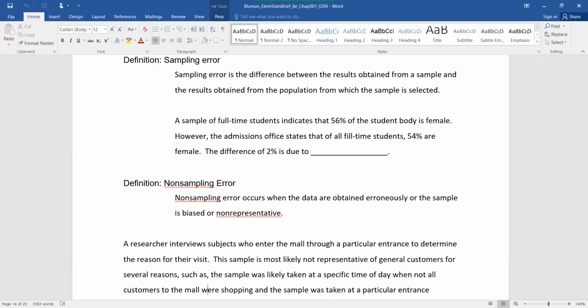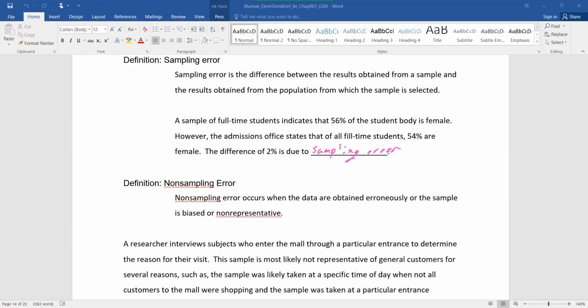So a sample of full-time students indicates that 56% of the student body is female. However, the admission office states that of all full-time students, 54% are female. So the difference of 2% is due to a sampling error. So again, maybe we polled 100 people and 56 of them were females. So we're like, all right, so the entire body must be 56%. But then we go actually get the actual data, find out it's 54%. So it's not that we're wrong. We're just not exactly perfect.